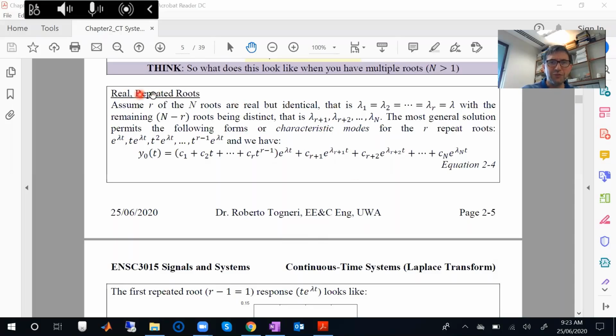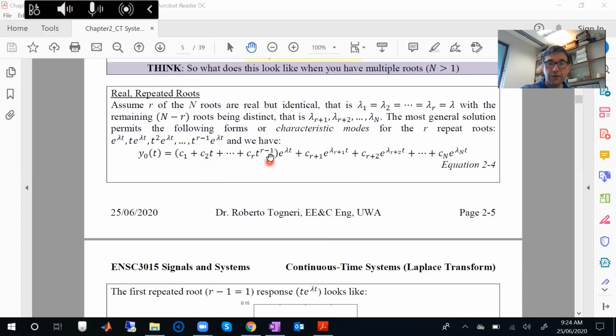So this is for real repeated roots. If you only have one repeat root, that would mean this. We actually have this case here where R is equal to, assume R of the n roots are real, but you have two roots which are the same. I think that's the right definition. So in that case, you would have C1 plus C2 t. Now R would be 2.